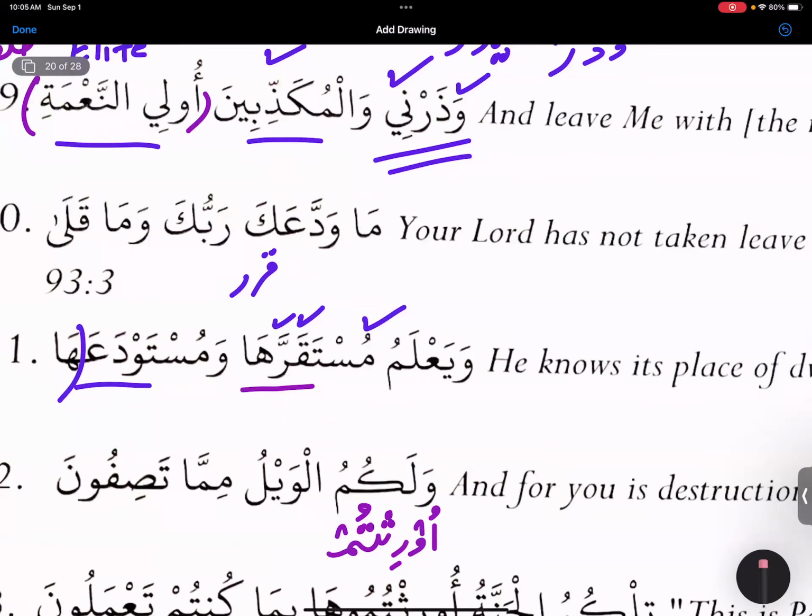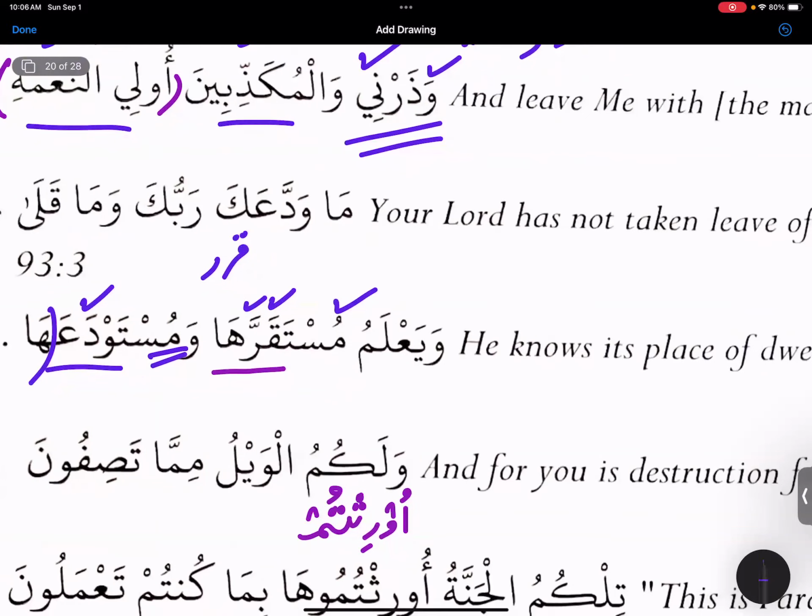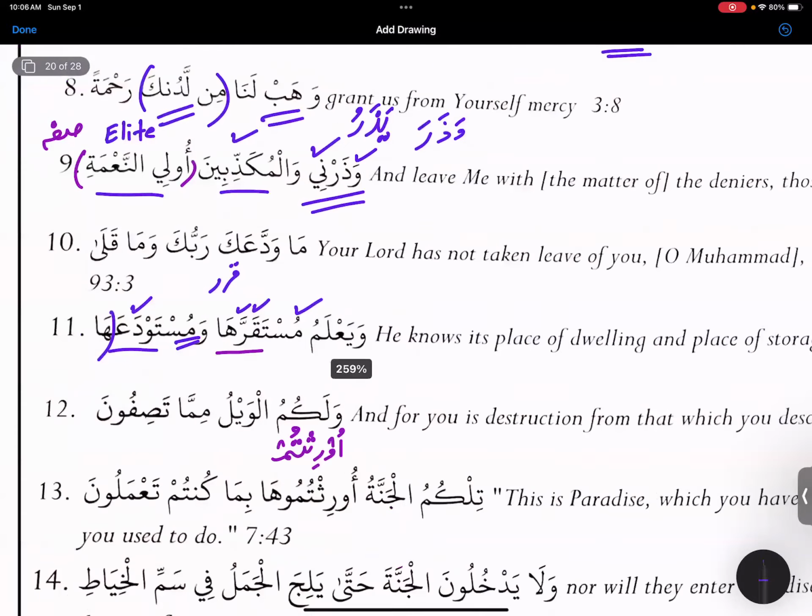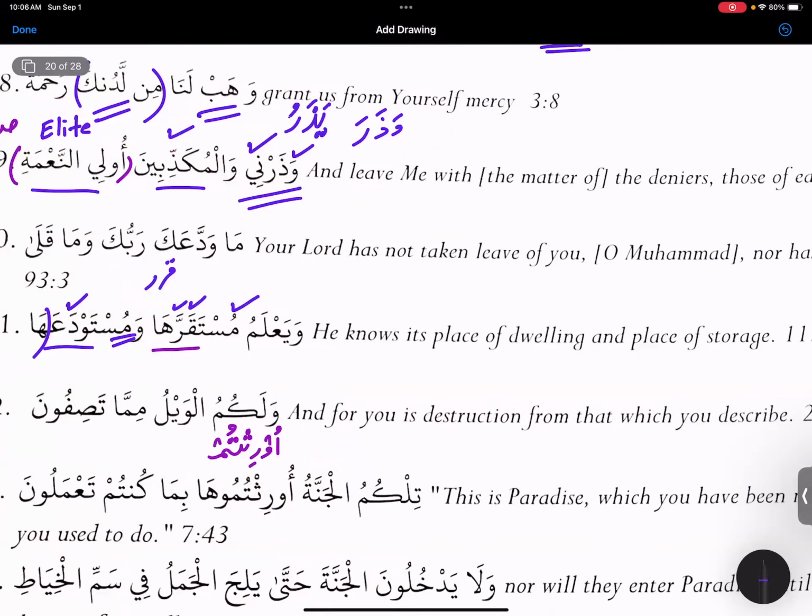And then this dal kalima has a fatha. So now it could be two sigas. Which one? No, I'm talking about because it has mu, right? Zarf or ism maf'ool. These are the two choices, and then the translation can help us out. So he knows its place of living, right? Mustaqar is the place of living.